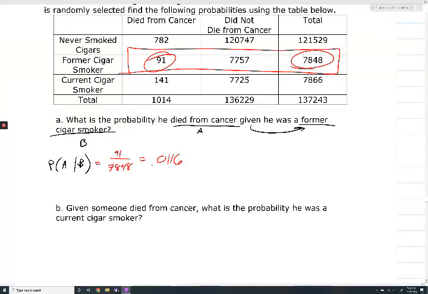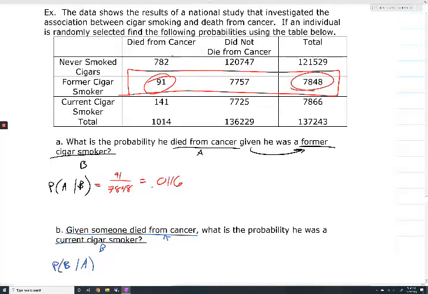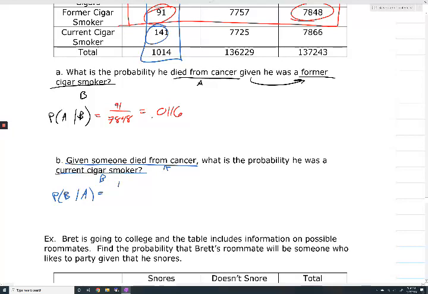So now let's take a look. Given someone died of cancer, what is the probability they were a current cigar smoker? So again, in this case, we're given A. We're given that someone died of cancer, and we're trying to find the probability that they were a current cigar smoker. So again, we're looking down. This time, I'm only looking at these numbers because those are the only people that fall into my given category. And inside of that given category, I'm looking for those people. And so again, I set up my probabilities, 141 over 1014.